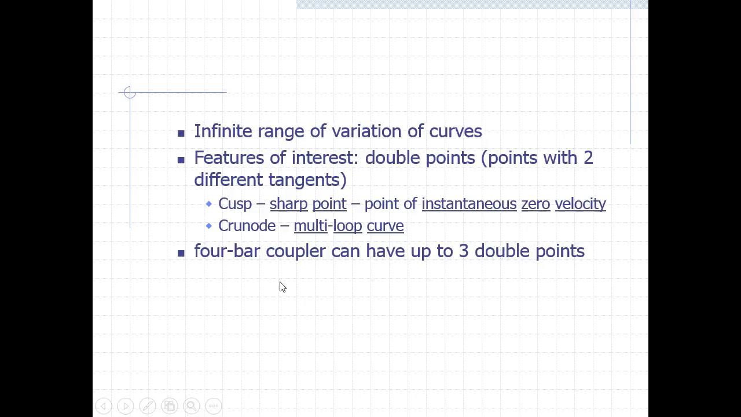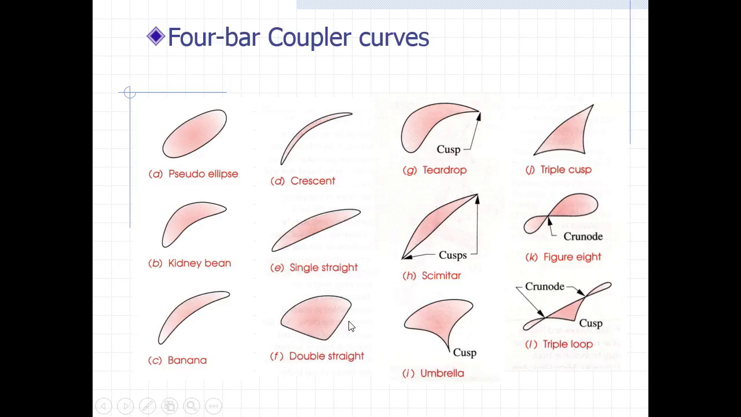The 4-bar coupler can have up to 3 double points. If we go back to our pictures, we'll see, for example, the triple loop has 2 chronoids and 1 cusp. So it contains 3, which is the maximum of double points that we'll have. The figure 8 contains 1, just 1 chronoid. The scimitar has 2, a cusp on either end.